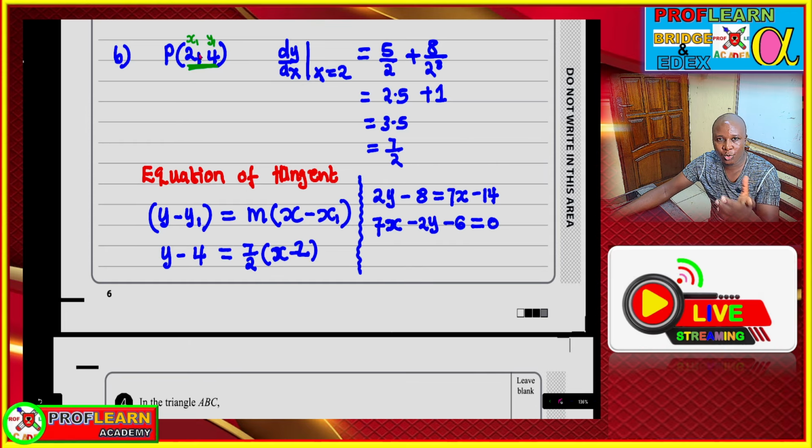If you are having two coordinates, you can choose any of them. But since we were having this one, we are going to assign x1. So meaning this is y minus 4, which is y1. Gradient is 7 over 2, then also x minus 2. If you simplify that, you're going to get your answer like that.